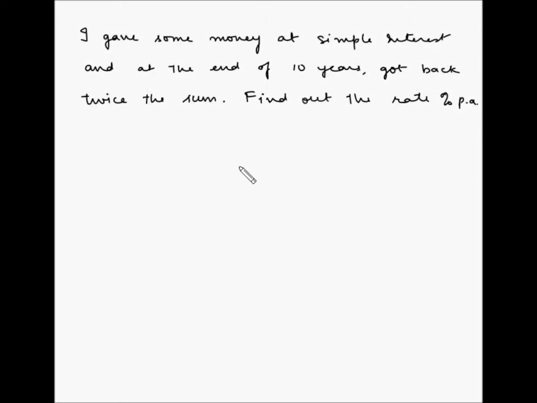I gave some money at simple interest and at the end of 10 years got back twice the sum. Find out the rate percent per annum. So here I have given out some money at simple interest. Let's say the amount of money which I have given is P. Now the time frame for which I have given this money is 10 years.